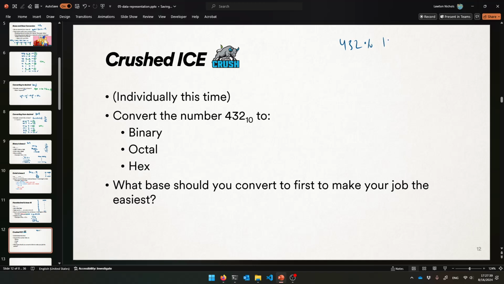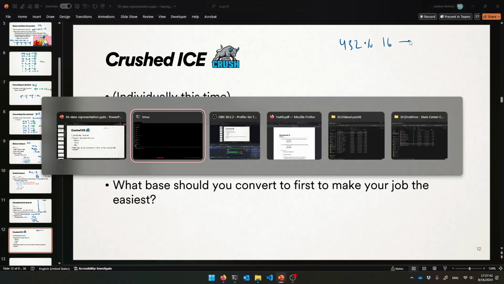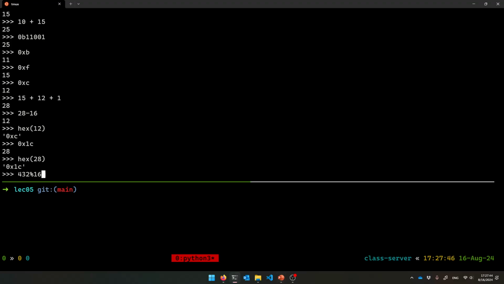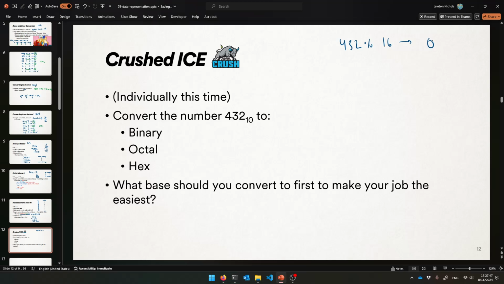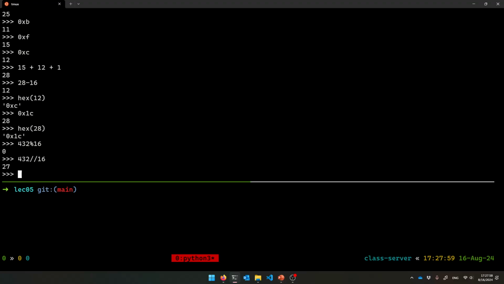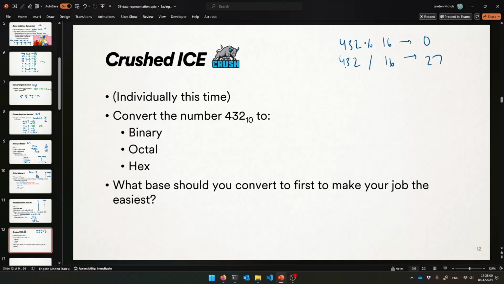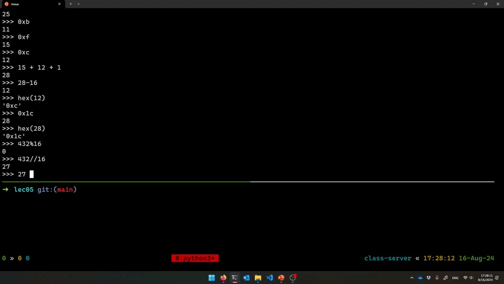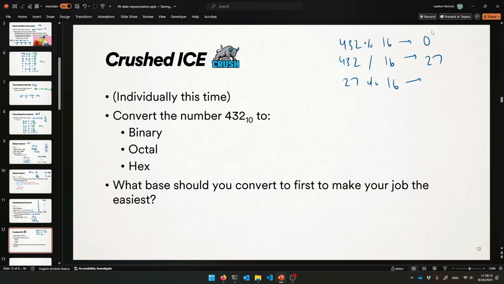So 432 mod 16, that is what? 432 mod 16 is 0. There's nothing left over. So the rightmost digit in hex of 432 is 0. Let's chop off that 0 in hex land by integer dividing by 16. So 432 integer divided by 16 is 27. And now let's convert 27 to hex. 27 mod 16 is what? I don't know. 11 apparently. And so we have to convert that to a hex digit soon.